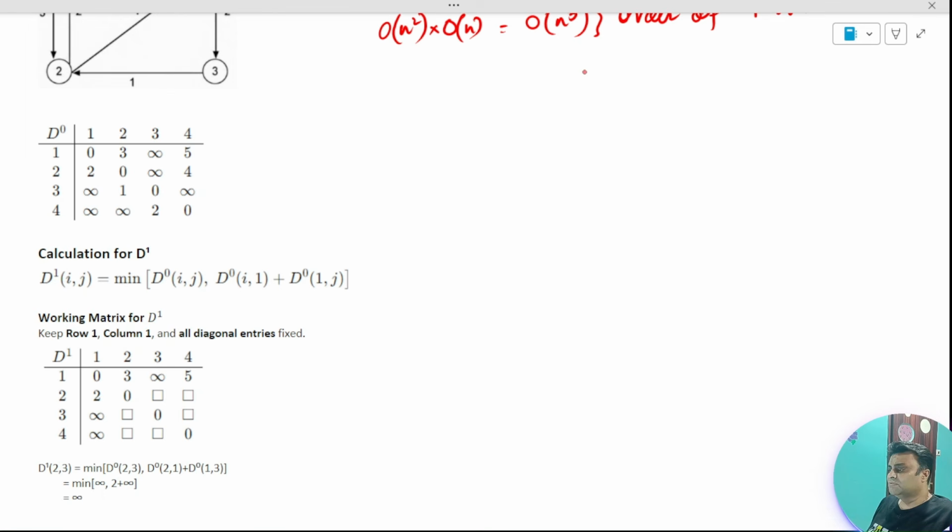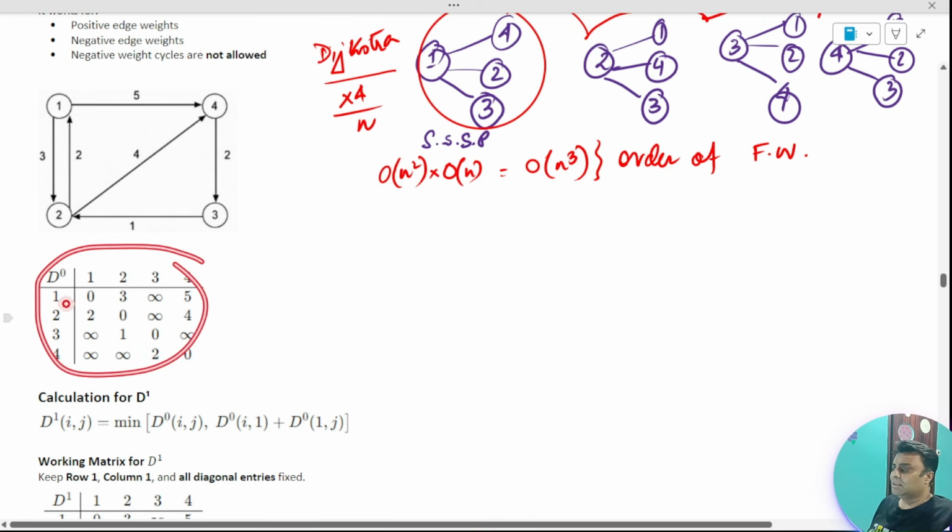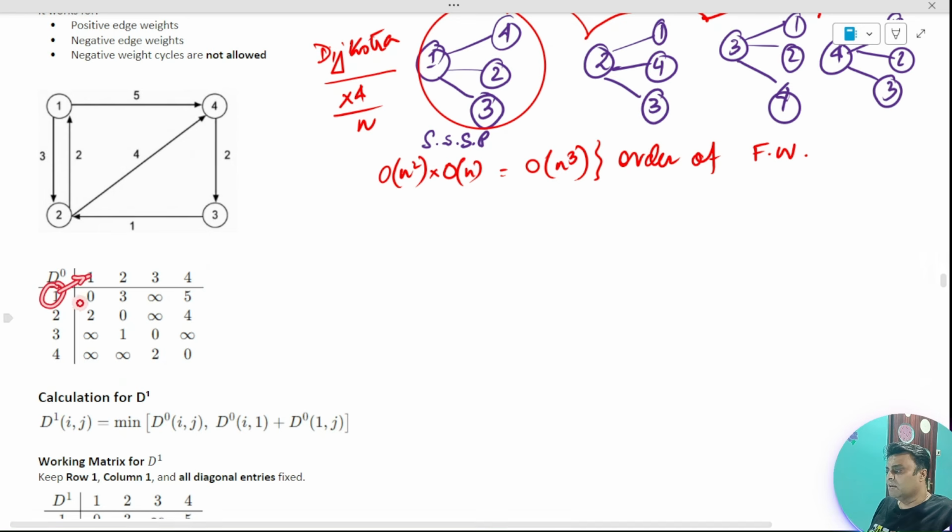So what we do is, first we represent this particular graph as an adjacency matrix. And you know what this adjacency matrix is, that the row number 1 represents from 1. If I have to go to 1, then I will not incur any cost. From 1, I am connected to 2 with the cost of 3. From 1, I am connected to 3, I am not, which means infinity. From 1, I am connected to 4 with a cost of 5.